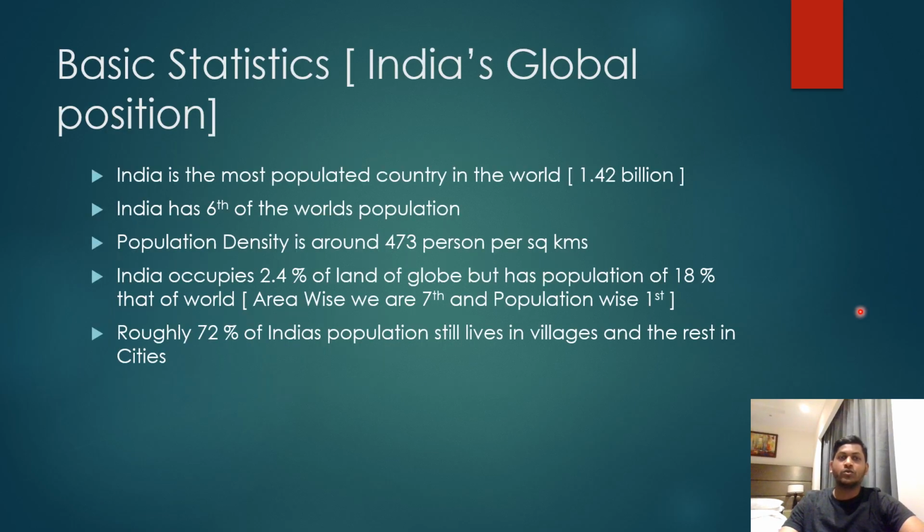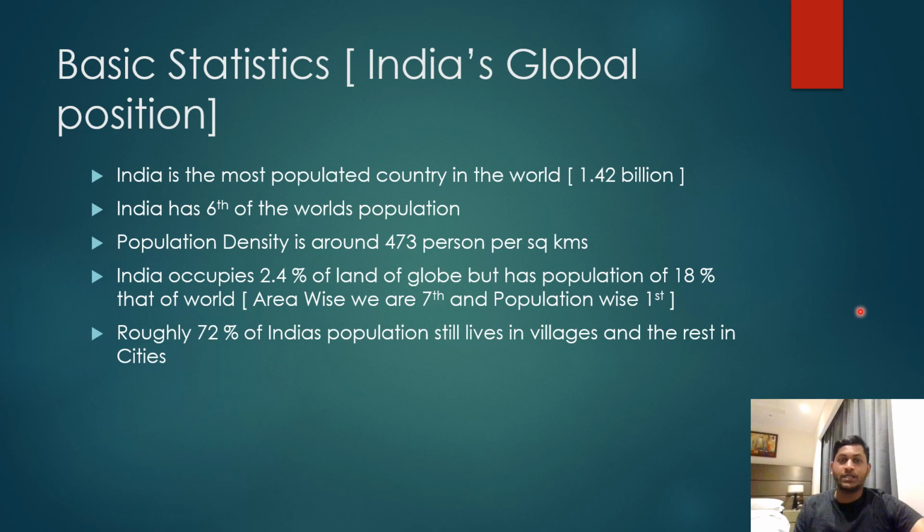So first, let's go to some basic statistics, and these basic statistics will tell you what is India's global position. India is the most populated country in the world. As we all know, it has now crossed China, and it was recently also in the news articles. So we have taken over China as the world's most populous country, and we are at the 1.42 billion mark. India is one sixth of the world's population. Roughly you can take down that it has around 18% of the world's population.